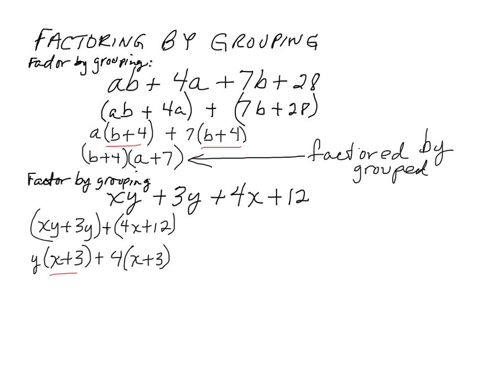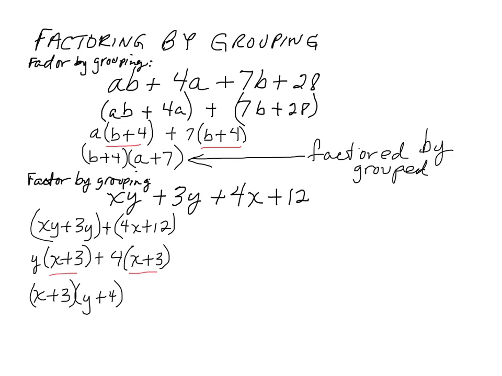Then they both have an x plus 3 in common. In fact, that's what we look for when we're factoring by grouping. We want them both to have some kind of common binomial. Okay, so we have x plus 3 that we can now factor out, and it leaves us y plus 4, and we've just factored. The cool thing about factoring by grouping, though, is many times you can rearrange the terms in a different order, and sometimes you have to rearrange them in order for factoring by grouping to work.